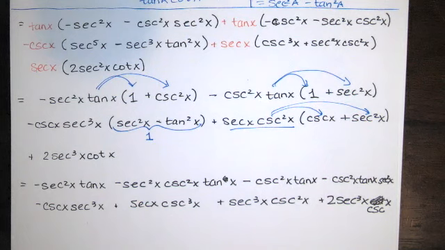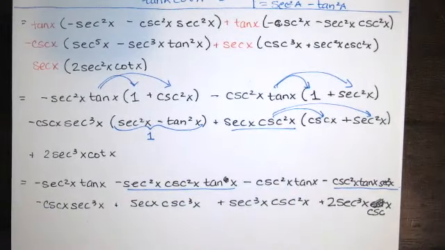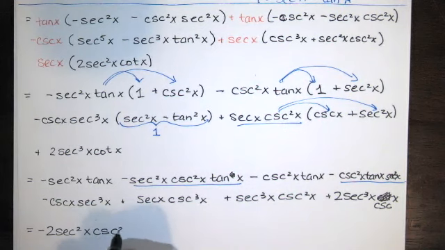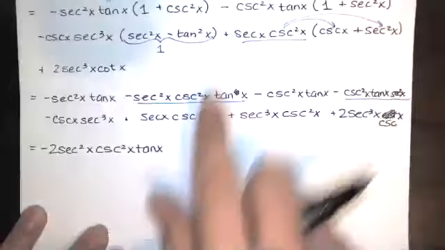Let's see if there's anything that reduces. Do you have any copies of anything? See anything twice? Oh, I've got 2 of these. I've got one of these here and one of those there. So we can group those together. Negative 2 secant squared x cosecant squared x times tangent of x. So the blue expressions are gone.